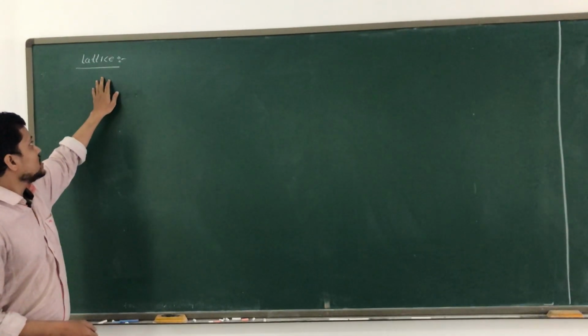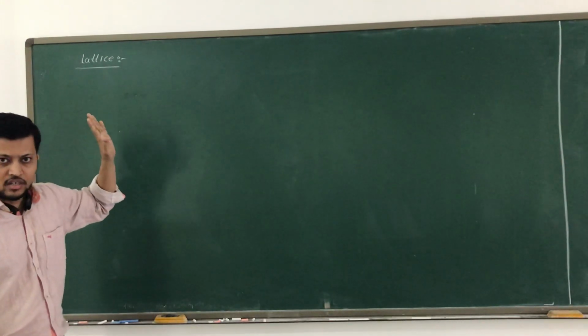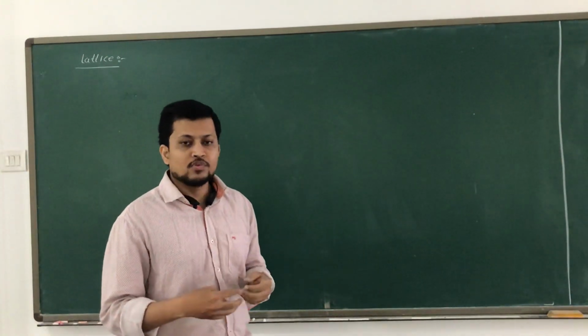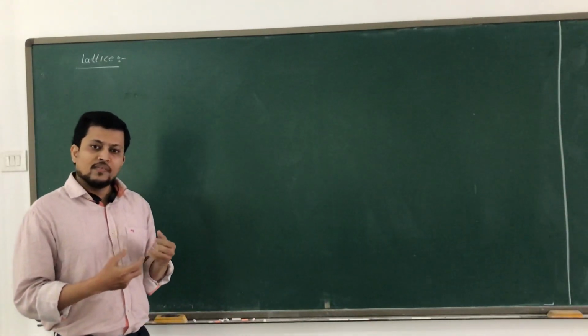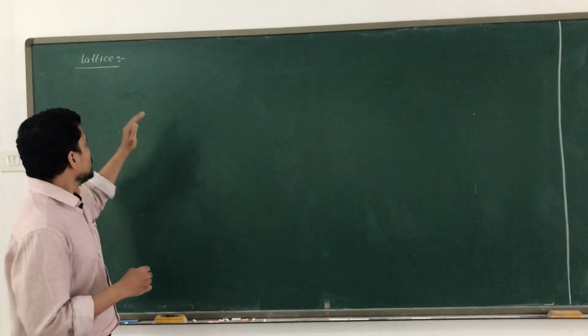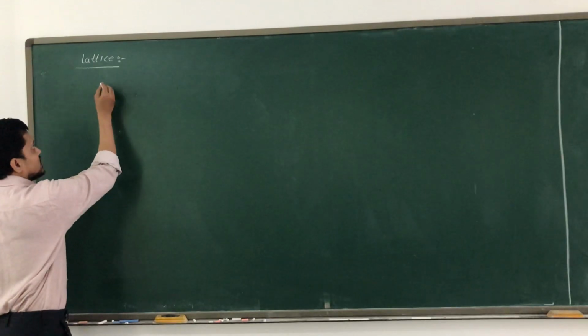Here we need to understand the lattice, the points, and then the unit cell. Then we are going to learn how many types of unit cells are present, and we are going to discuss that. But before that, first we need to understand what lattice is. I'll write the definition first over here.